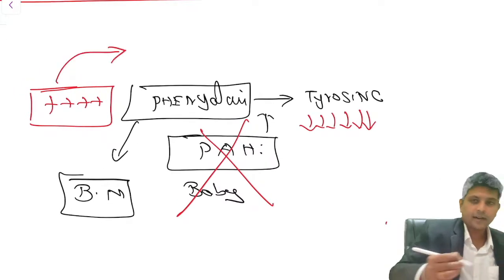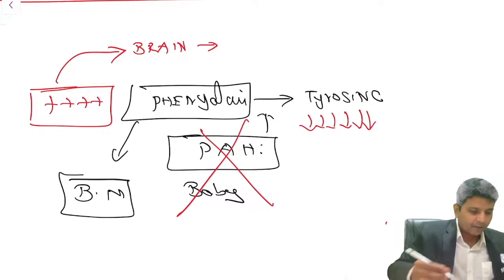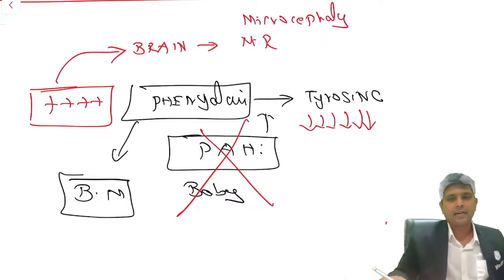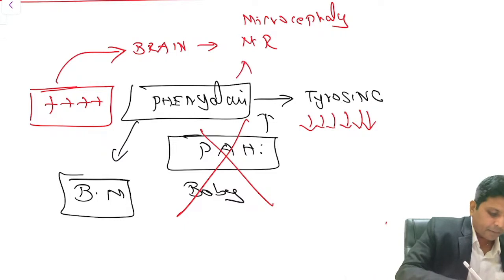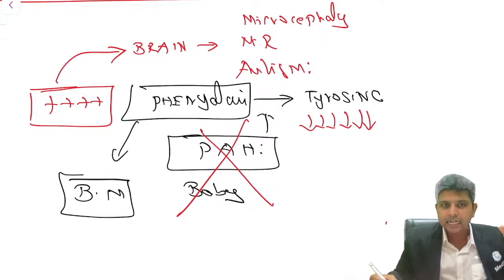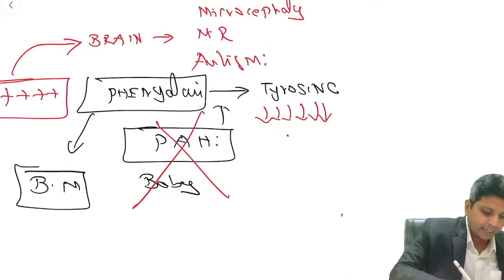This phenylalanine causes injury to the brain, as a result of which the child will be having microcephaly, mental retardation, autism-like behavior and aggression. This is because of increase in substrate, whereas decrease in product. What is the product? Tyrosine is decreased.